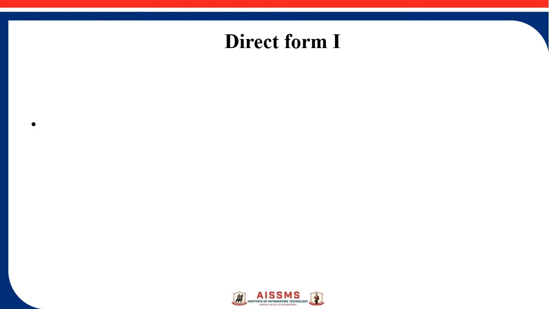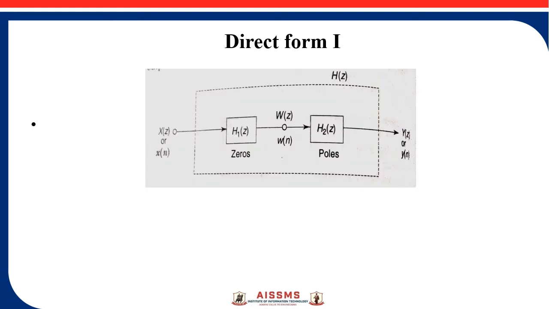Now let us see what we mean by direct form 1 realization. In this case, the system function H of z is divided into two parts. The two parts are connected in cascade. The first part contains only zeros, and the second part of the system function contains only poles. An intermediate sequence w of n is introduced. This w of n represents the output of the first part, and this output is the input to the second part.